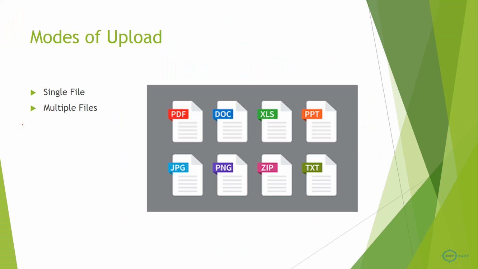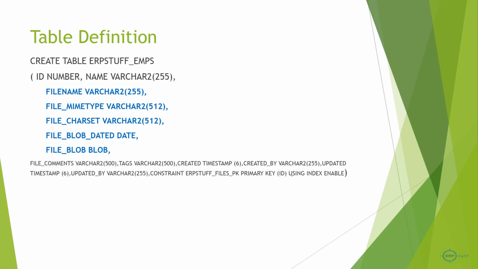So there are two modes to upload files. One is single and the other is multiple, and I've just shown the different types of files you can upload. Okay, now no matter whether you are uploading a single file or multiple files, the definition of your table to hold these files is something like this. You need these columns to be there in the table, right?